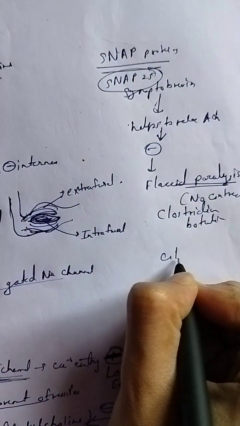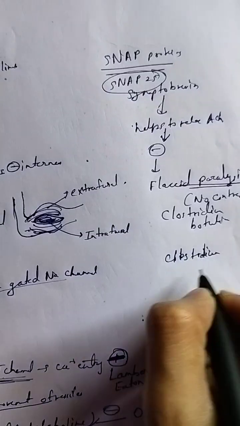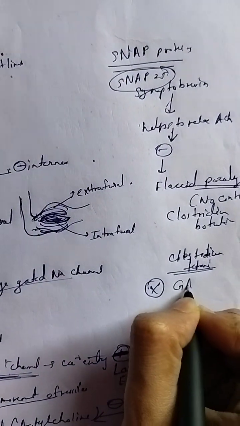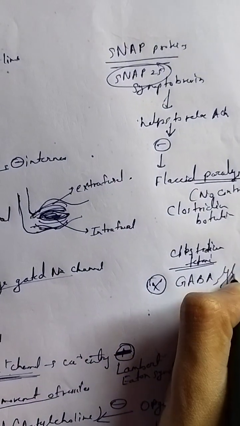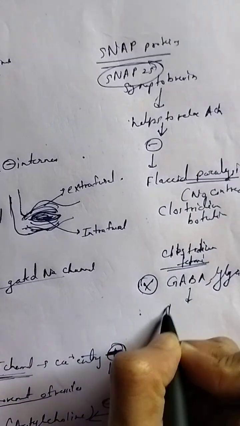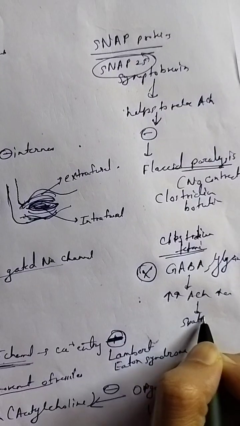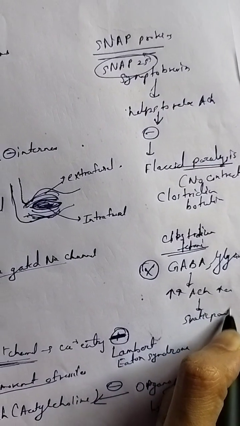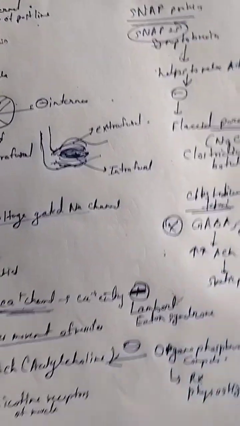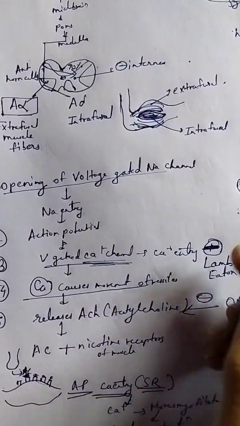If there is Clostridium tetani, then there is inhibition of the inhibitory neurotransmitters GABA and glycine. Then there is increased acetylcholine, increased contraction, and it causes spastic paralysis. So we have to remember all these points regarding the neuromuscular junction.